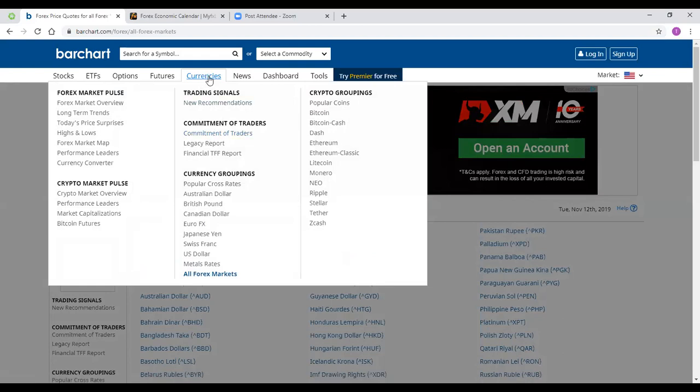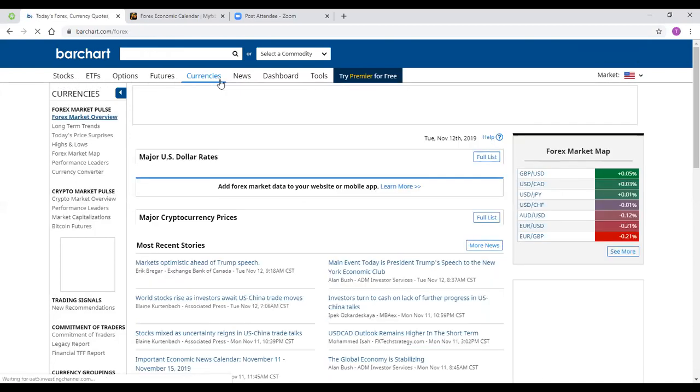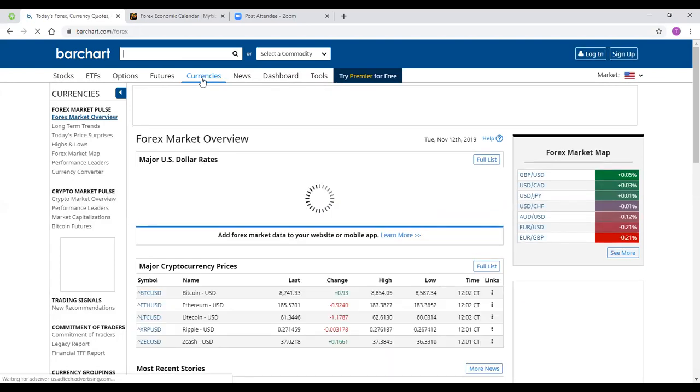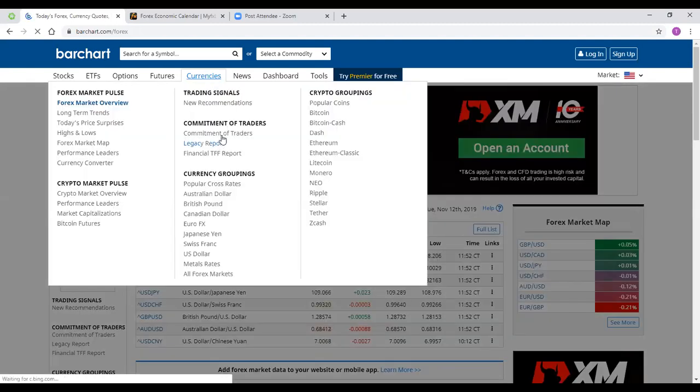So up there in this area, you see the stocks, ETFs, options, futures, currencies, news, dashboard tools, and so many others. So your market is forex. So you go to currency. When you go to currency, you go to commitment of traders. Commitment of traders, you just click there.